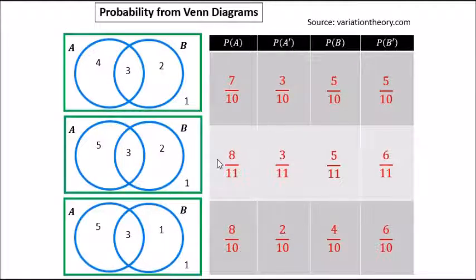Here we have 8 out of 11 altogether in A, 3 out of 11 altogether outside of A, 5 out of 11 inside B, 6 out of 11 outside B. 8 out of 10 here, inside A, 2 out of 10 here, outside of the circle of A, here and here. 4 out of 10 inside B, and 6 out of 10 outside of B, the 5 plus the 1.